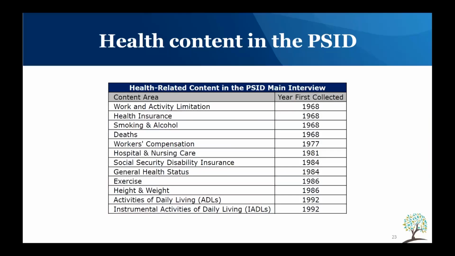If you look at this timeline, you can see it's not just in one specific year we decided health was important, but really a gradual expansion of content, moving from some of the earliest information that was more income dynamics focused, looking at employment and work trajectories, with a little bit of health behaviors and things like that. But really to the expansion through the 80s and 90s, adding in things like exercise, general health status, height and weight, and the activities of daily living and instrumental activities of daily living. Go to the next slide, please.